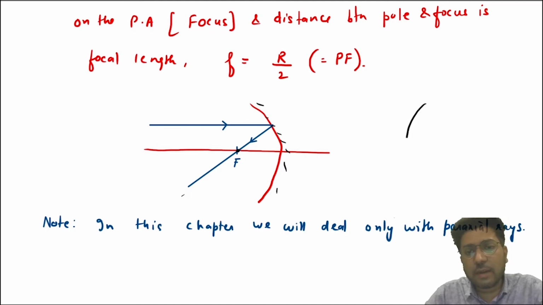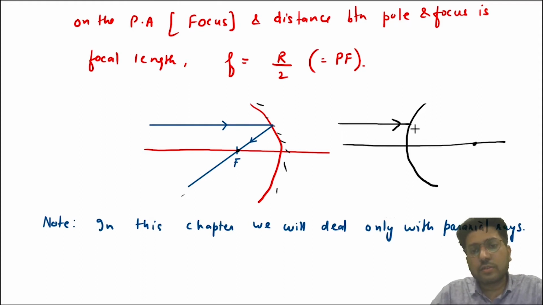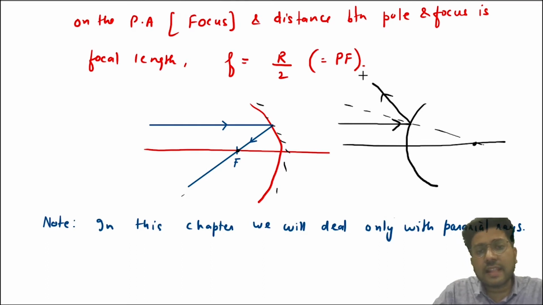But let's see what happens in a convex mirror. In a convex mirror, the center is on the other side. So this is the normal that we have from the center of curvature, and this will be the reflected rays. You can see that this line and this line cannot intersect on this side. It is intersecting virtually behind.